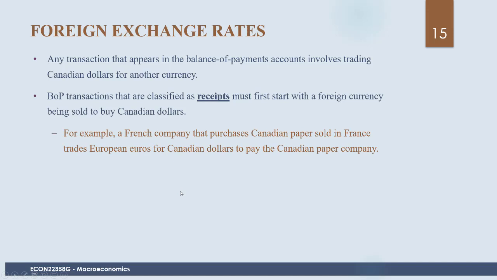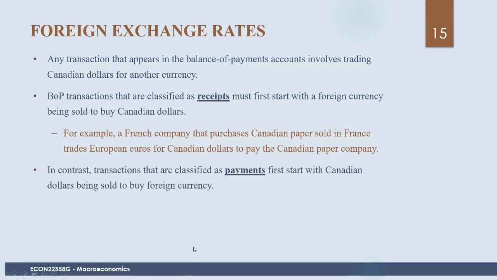For example, if a French company purchases a Canadian paper company, they're going to trade their European euros for Canadian dollars to buy it. And this is a company that we're selling, not just paper. So anyways, anytime someone needs to buy something in Canada, they need to convert their foreign currency into Canadian currency.